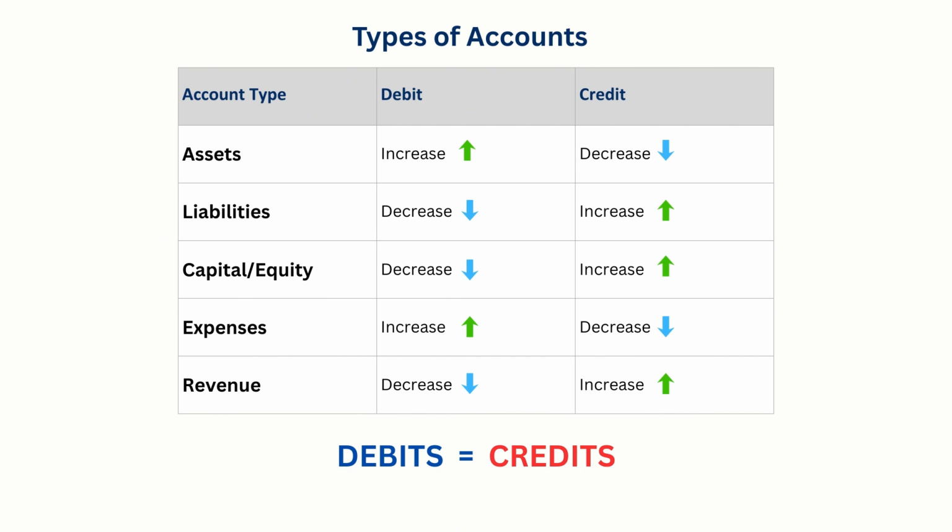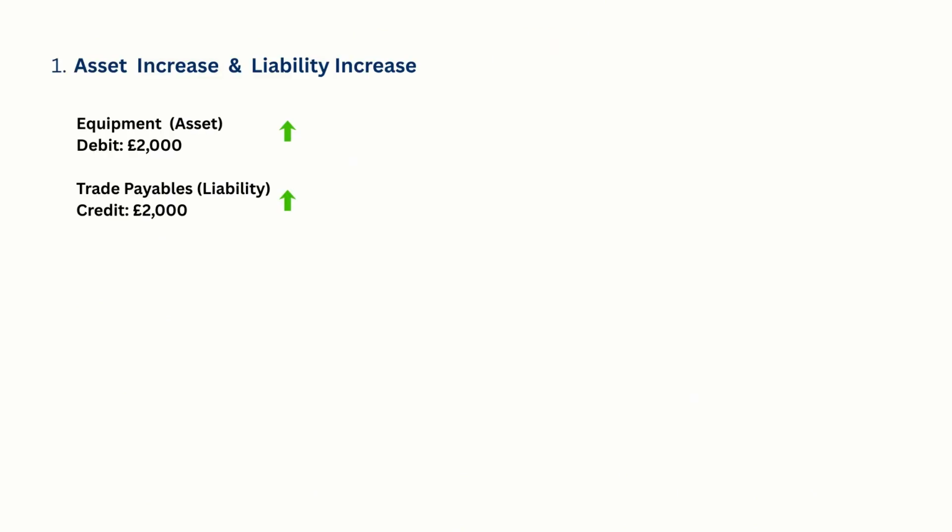The duality principle tells us that every transaction has two sides. To record these, we use double entry bookkeeping. One account is debited and one account is credited, and the total debits must always equal the total credits. Whether a debit or credit means an increase or decrease depends entirely on the type of account. Transactions can fall into 4 different duality patterns.